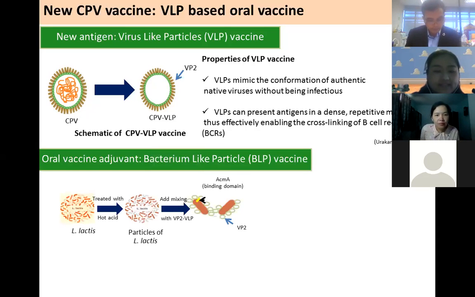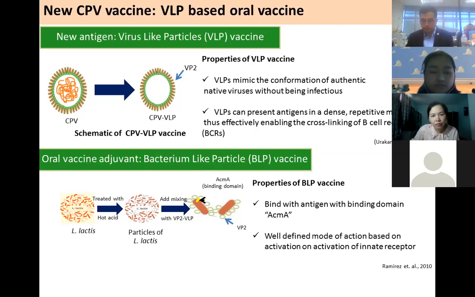In addition to the new antigen, a new adjuvant was also proposed for formulation of a painless and convenient oral vaccine. This new adjuvant is bacterium-like particle or BLP. BLP is made from lactic acid bacteria, which has GRAS status. And how can we make BLP? The lactic acid bacteria was treated in hot acid to get rid of the bacterial genome and washed with a buffer to eliminate remaining acid. Peptidoglycan, which is the bacterial cell wall, is specifically recognized by immune cells and therefore stimulates better immune response. BLP also has the cell wall hydrolase called AcmA, which is the binding domain that can bind to VLP antigen as shown in the cartoon picture. Moreover, this adjuvant has a well-defined mode of action on activation of innate receptors.